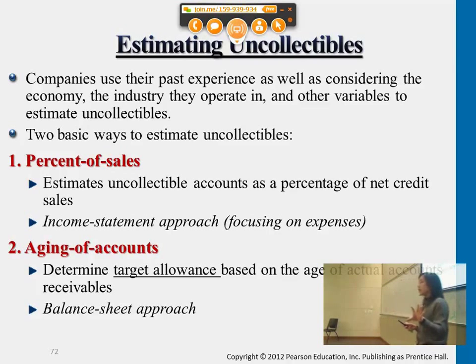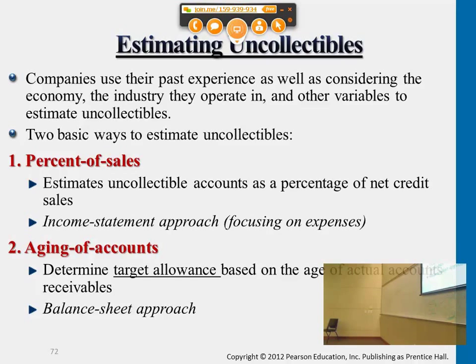Okay, so the older the accounts, the higher percentage, later on I will show a table, higher percentage of uncollectability will be assigning that dollar amount to that account. The younger the accounts receivables are, the less percentage, less probability that the accounts will not be collected, because it's still a new account.